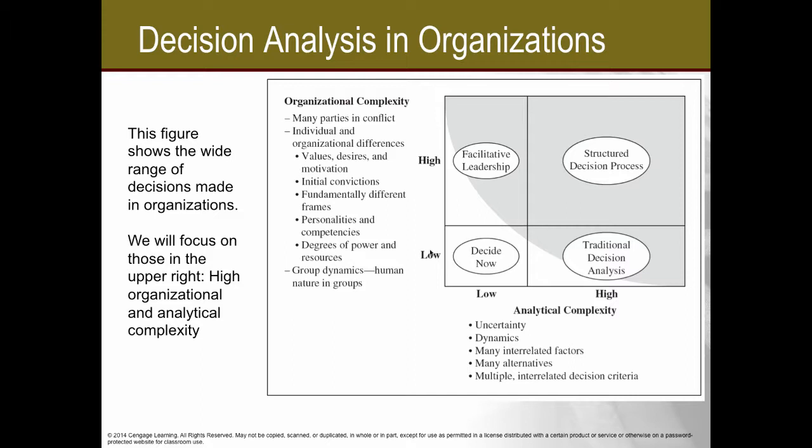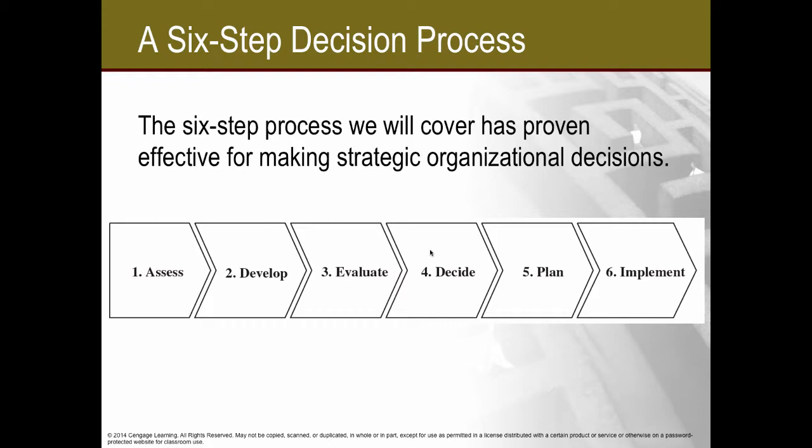And to do so, and to show the organization that we can add value and be very useful, there are different steps that we have to follow. The 6-step process we will cover has proven effective for making strategic organizational decisions: assessment, development, evaluation, deciding, plan, and implement. These are the 6 steps that we have to follow for an organization to be successful.